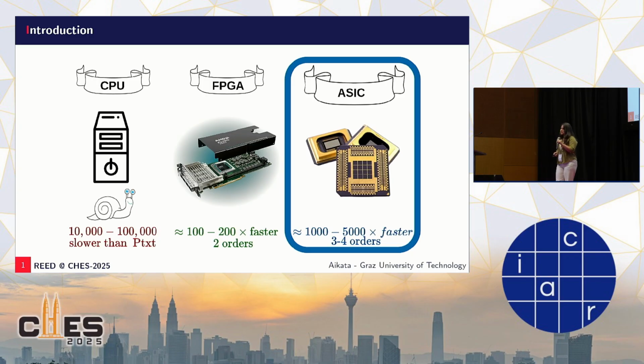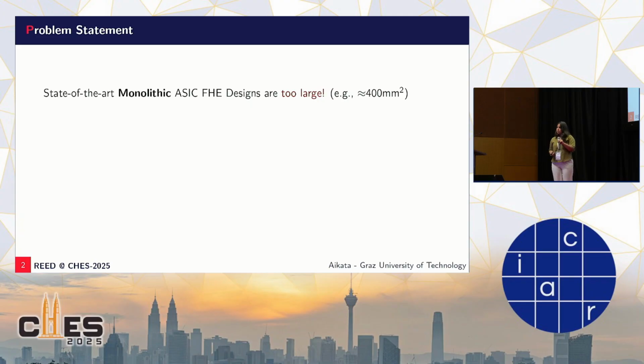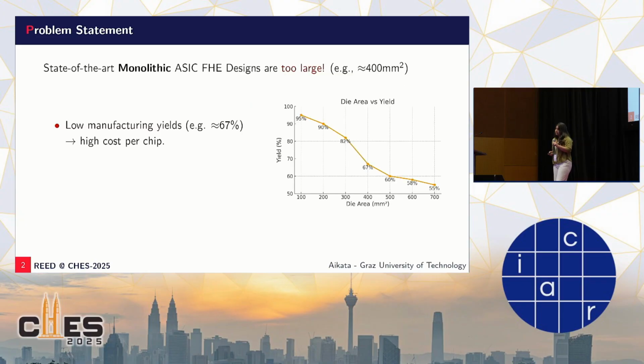This is clearly not the first work in this direction. There are several prior works that have proposed custom chip designs for homomorphic encryption. All of these works propose a monolithic chip design, meaning a large chip for accelerating homomorphic encryption. These chips are often as large as 400 millimeters square. And at this large size, they face the problem of practical realization feasibility. Why? Because of low manufacturing yields.